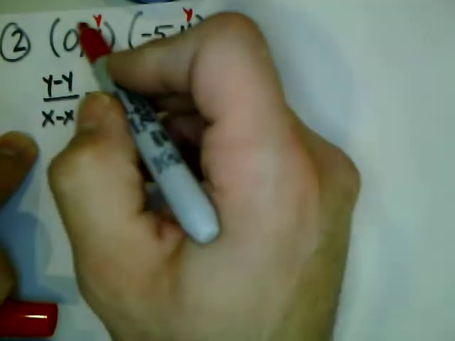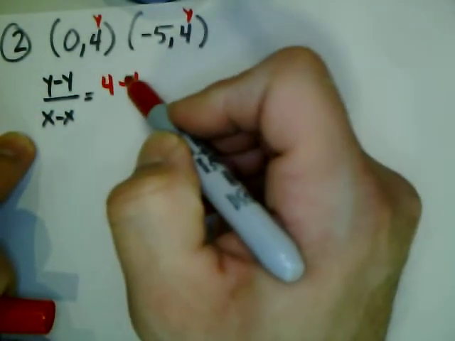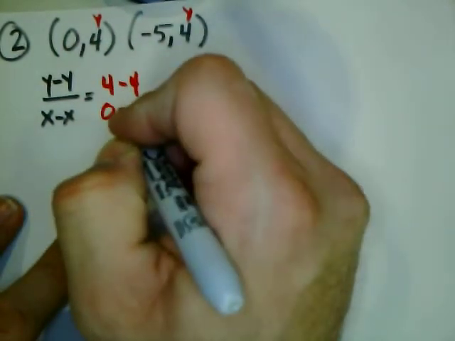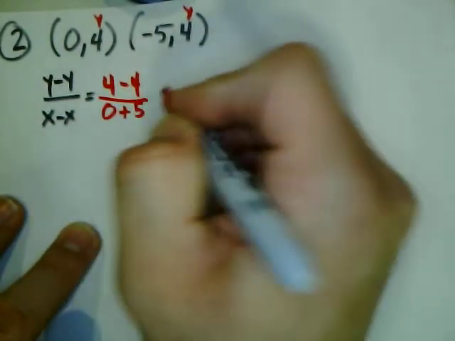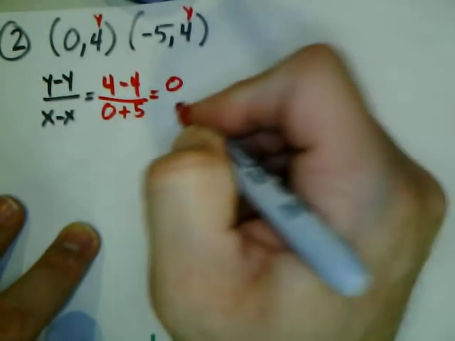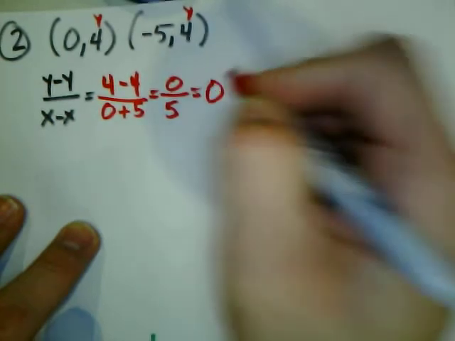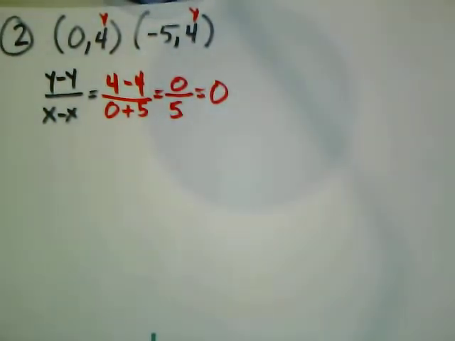These are our y's, so we're going to leave the first one, change the second. It was a +4, we left it positive, we changed it to negative. 0 and -5, so we're going to leave the 0, and we're going to change -5 to a +5. 4 minus 4 is 0. 0 plus 5 is 5. Therefore, our slope is 0. Automatically, we can stop right there.